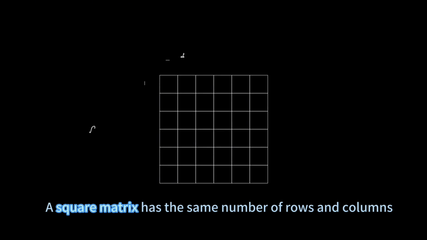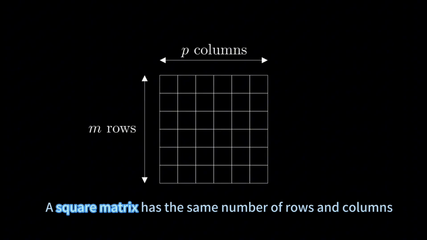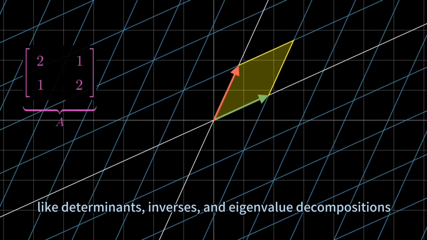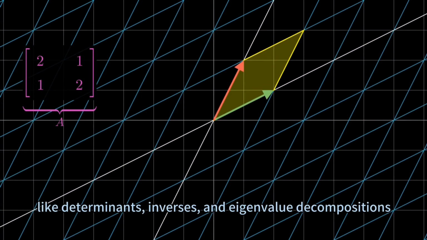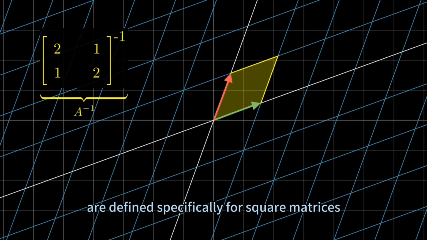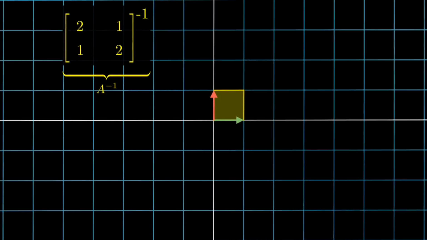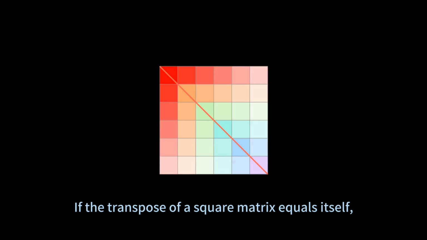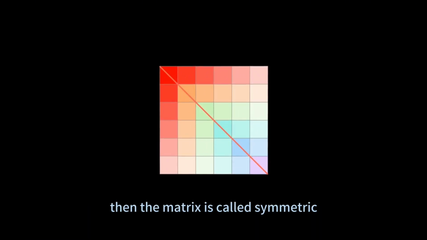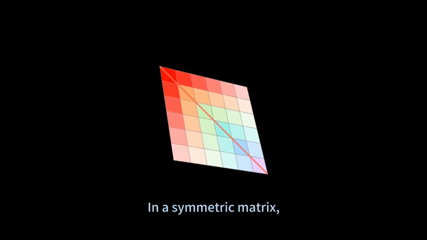A square matrix has the same number of rows and columns. Many operations in linear algebra, like determinants, inverses, and eigenvalue decompositions, are defined specifically for square matrices. If the transpose of a square matrix equals itself, then the matrix is called symmetric. In a symmetric matrix, the elements are mirror symmetric with respect to the main diagonal.